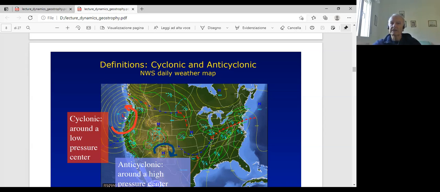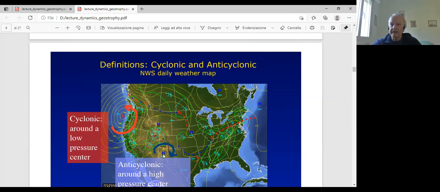Therefore, if you see the low in the pressure field, you immediately know that there is cyclonic or anti-clockwise flow. You remember, cyclonic means anti-clockwise, and anti-cyclonic means clockwise. A little bit confusing, but you will adapt to this sooner or later.